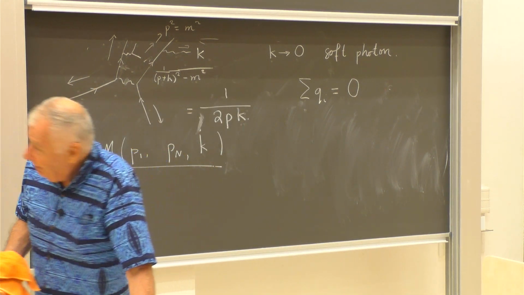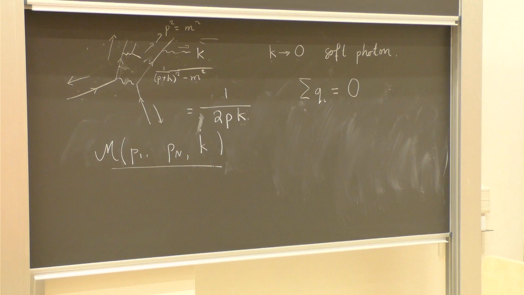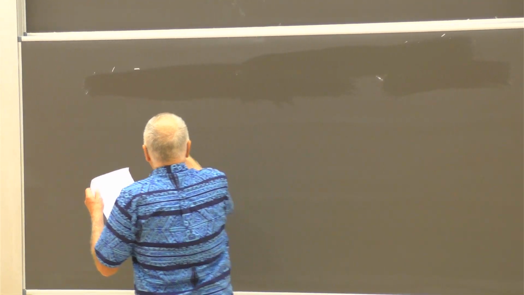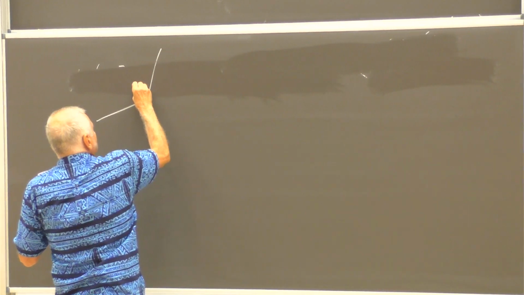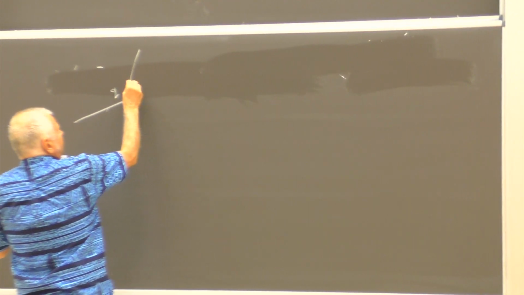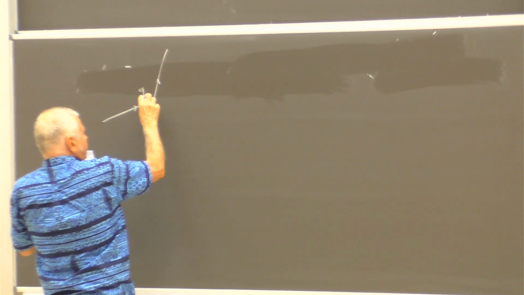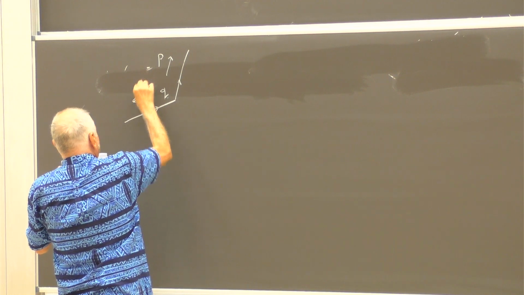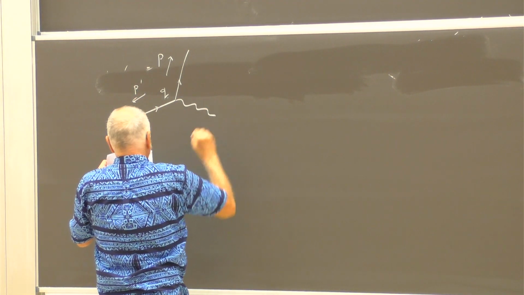Now, of course, what you get explicitly depends on the theory. I told you already that what I want to consider is scalar electrodynamics. Then this coupling is completely trivial. If you have a particle of charge q, with momentum p, and then momentum, let's say, p prime, and here's the photon, okay?